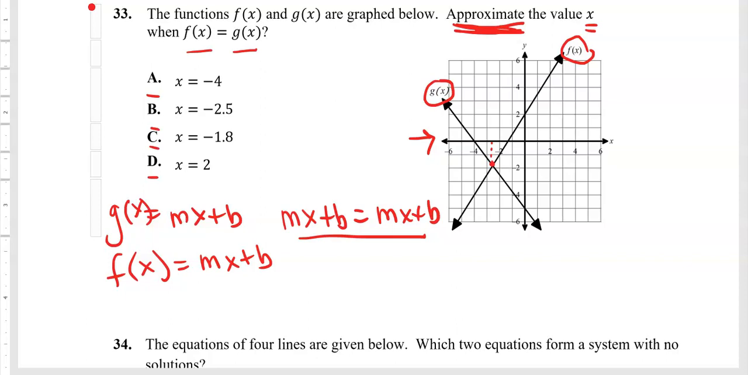So we know that this is less than -2, but greater than -3. Okay, which means that it's not going to be positive. It is not going to be -1.8, and it's not going to be -4. So B is the only one, because this looks like it's about -2.5. And that's it. B is our answer.